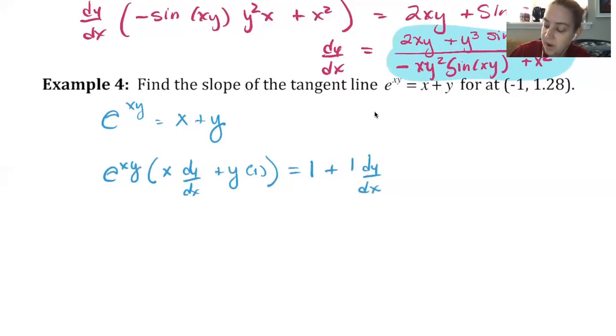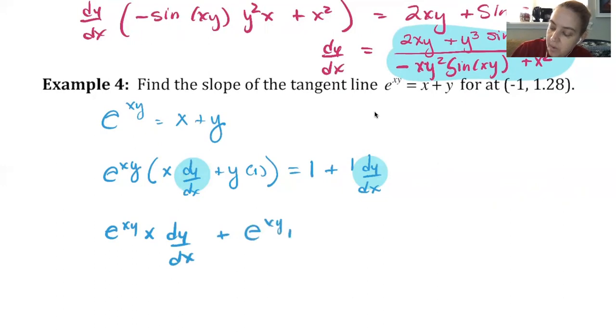So again, looking for that dy/dx, there's one on the right. There's one on the left trapped in the parentheses. So I'm going to distribute: e to the xy x dy/dx plus e to the xy y is equal to 1 plus dy/dx.